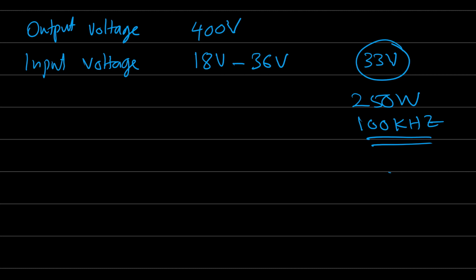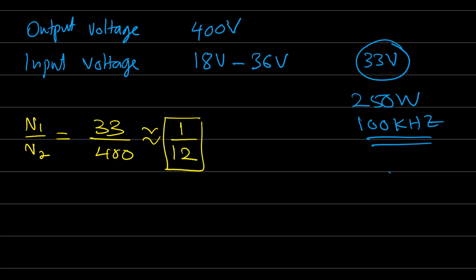What we need to do is specify the transformation ratio N1 over N2, the turns ratio, which is how much in this case. We have the input voltage, the nominal value, of 33 volt, and the output is 400. So the transformation ratio, or the turns ratio, in this case is 1 over 12. So by this we design our transformer to be 1 to 12.